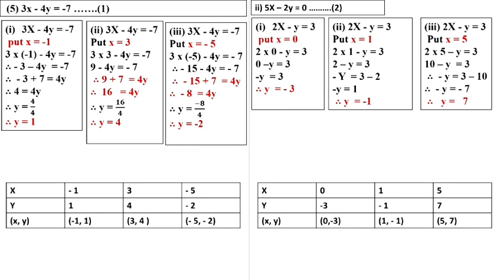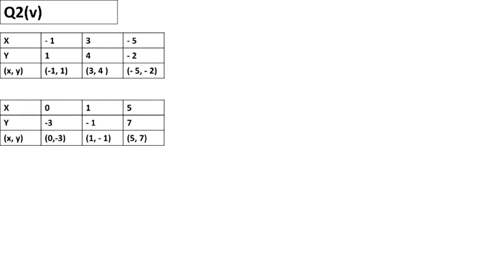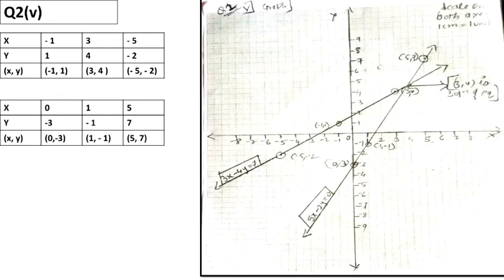Now students will draw the graph. So here these are our coordinates to draw the graph. Here we made the graph. The intersection of these two lines is 3 and 4. 3 and 4 is the solution of the equation.